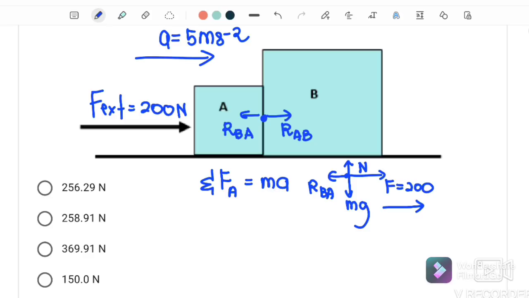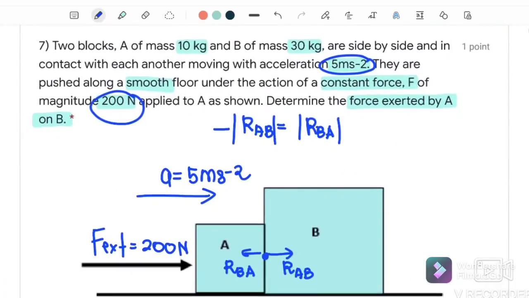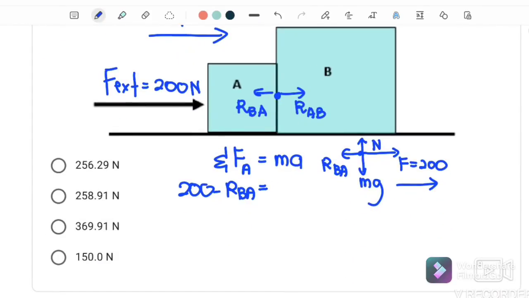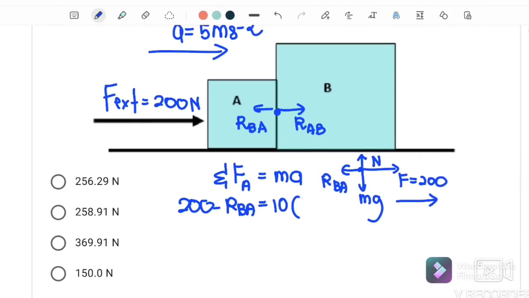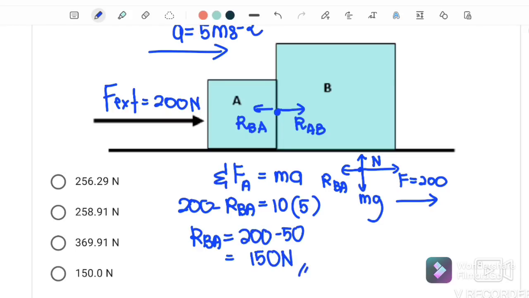So Fx equals MA, where for A, 200 minus RBA is equal to MA, where M for A is 10 kg. So we substitute 10 kg and the acceleration just now is 5. Therefore, RBA is equal to 200 minus 50, and the answer we will get is 150 Newton. So this is the reaction force B on A.